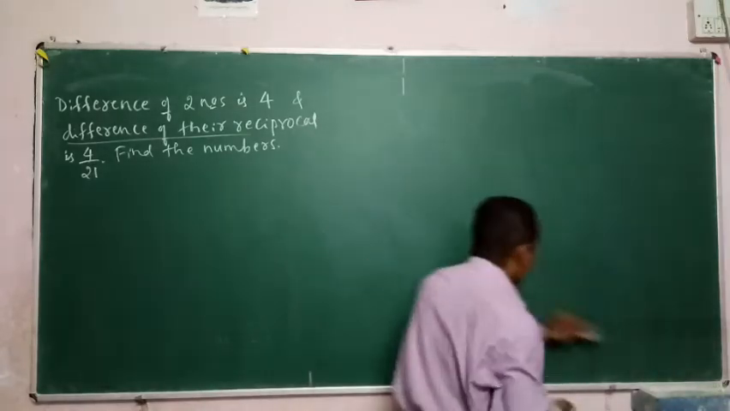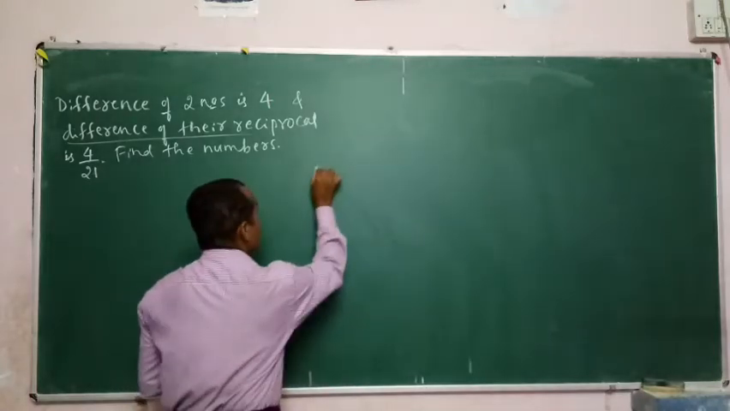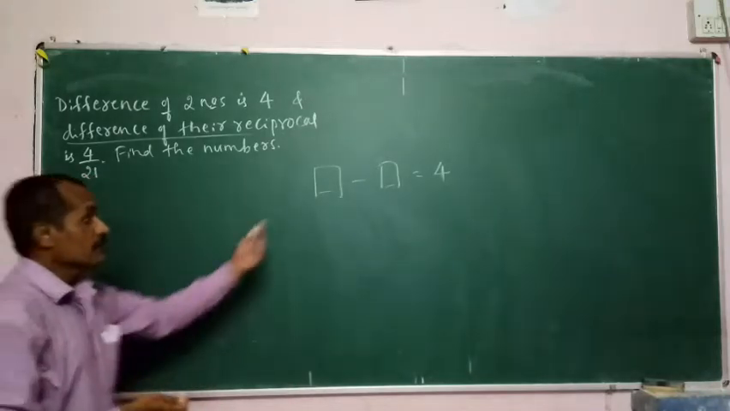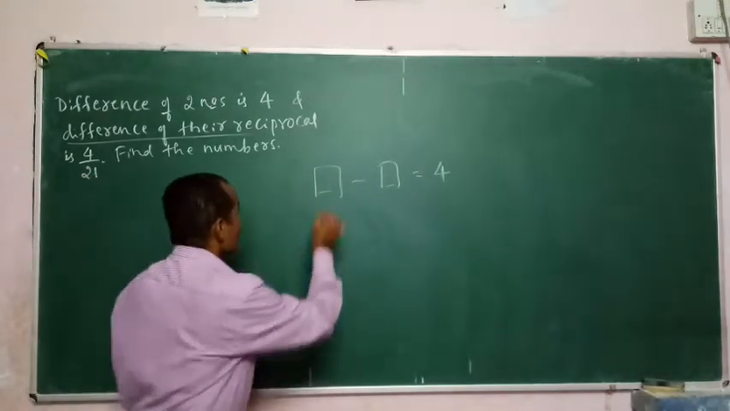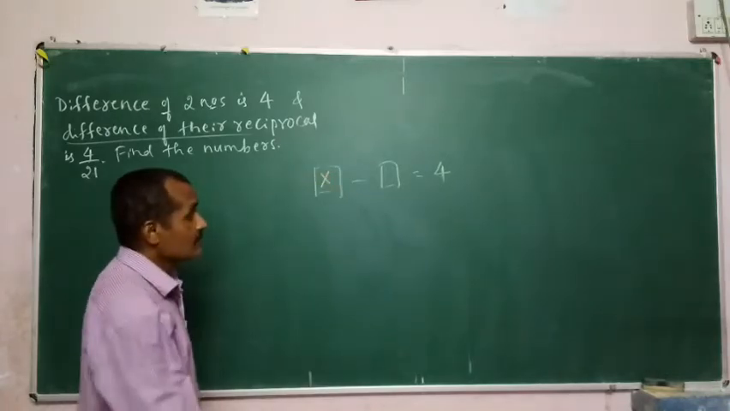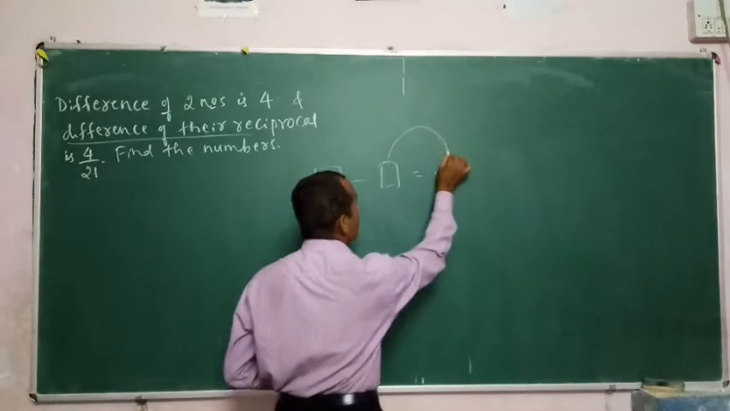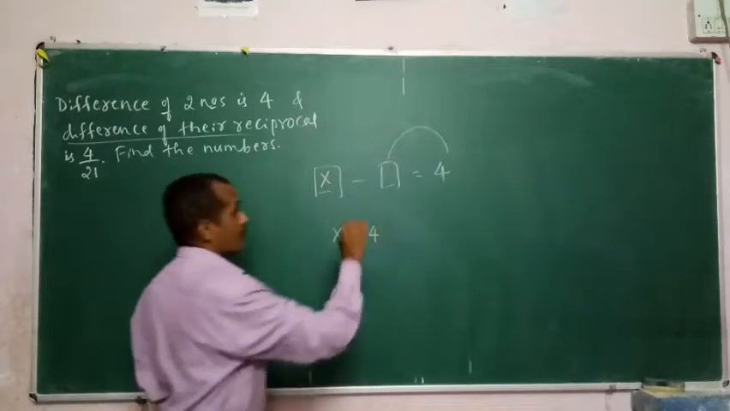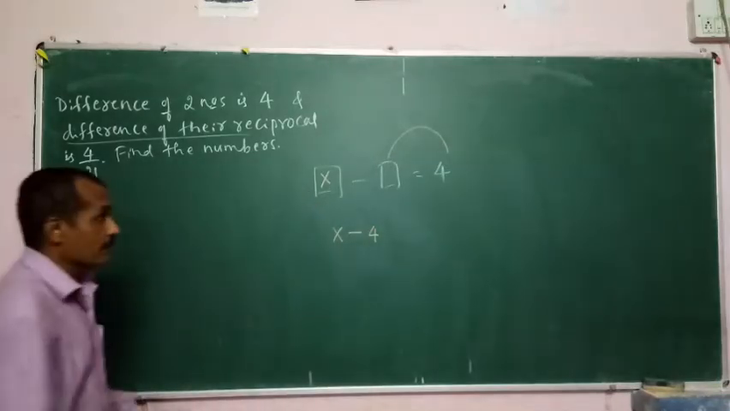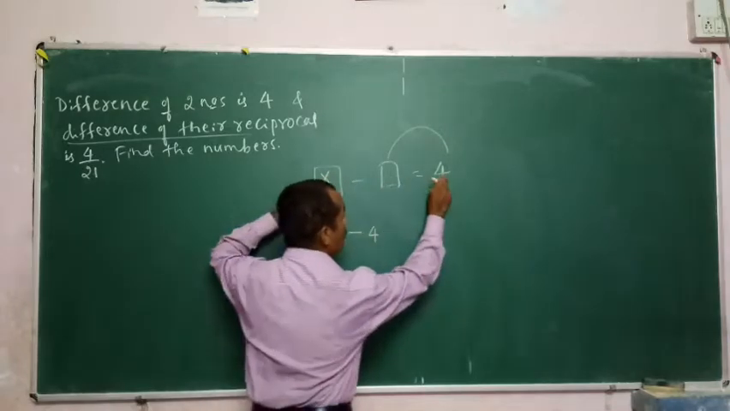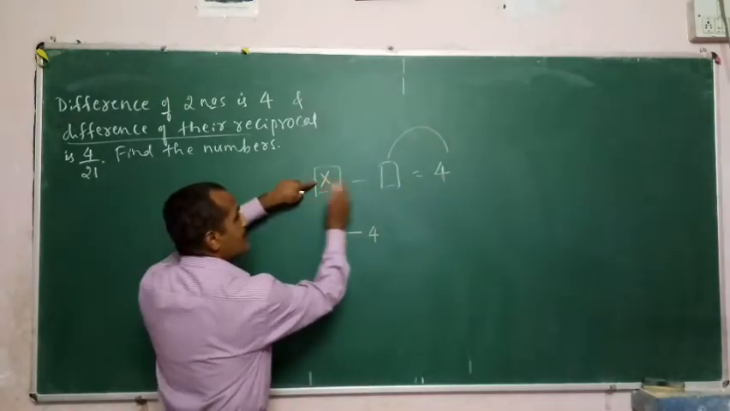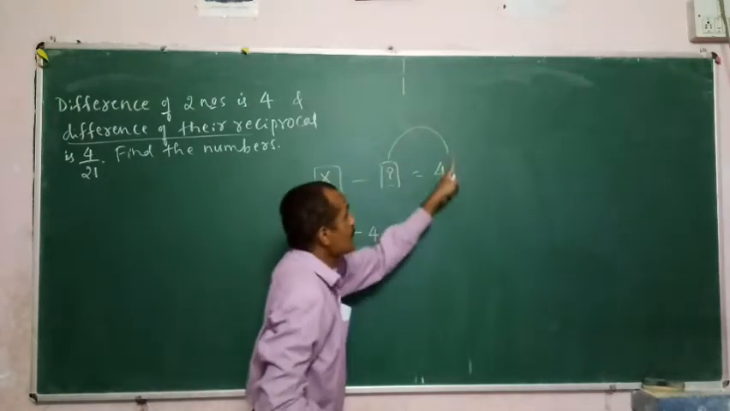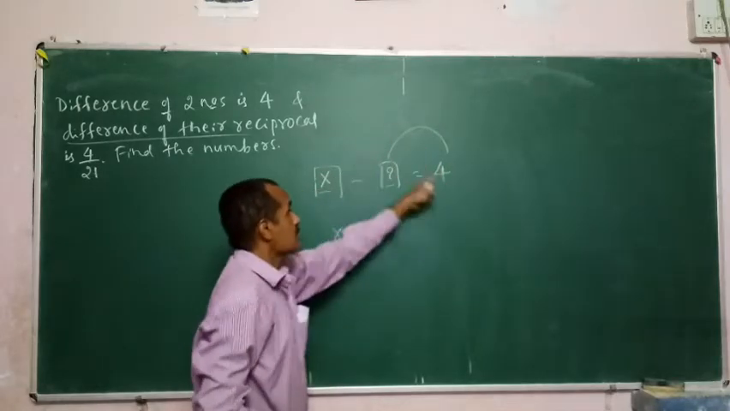Now, the problem is of difference. What they have given? Difference of two numbers is 4. And if I say one number is x, what about the second number? Second number is x minus 4. How has it come? See, difference of two numbers is 4. Out of that, one number is x. I want to find the second number. Since it is negative, I will take this to that side, and 4 I will bring to this side. So what happens?